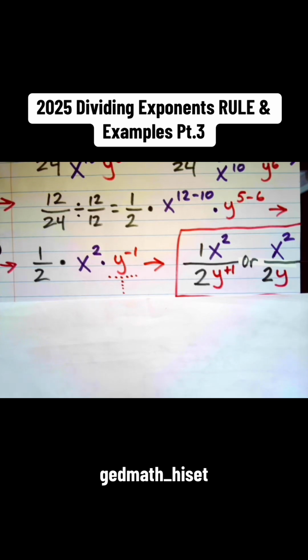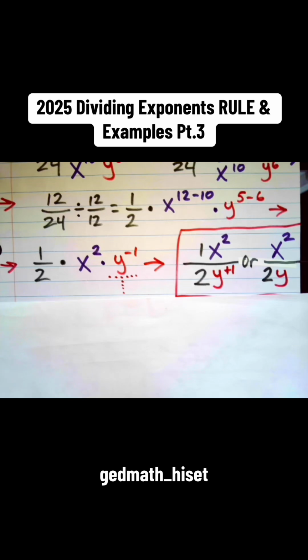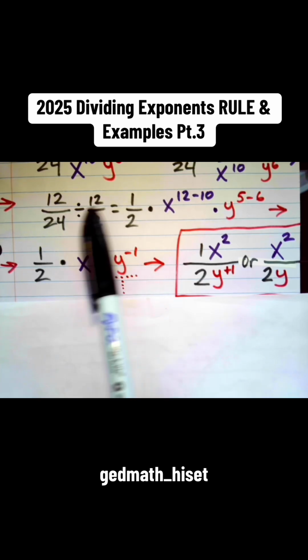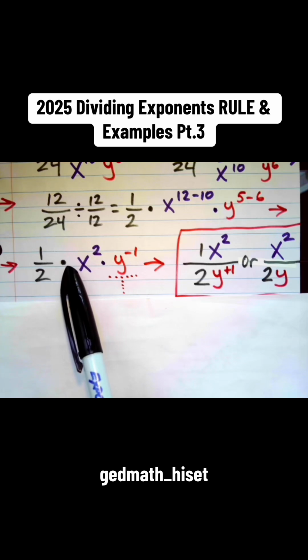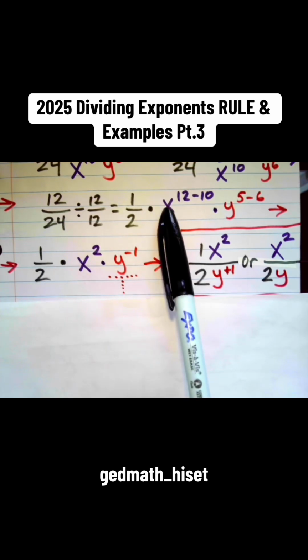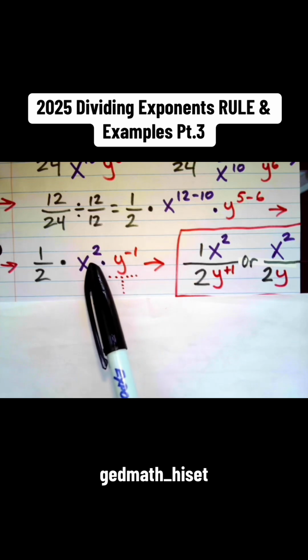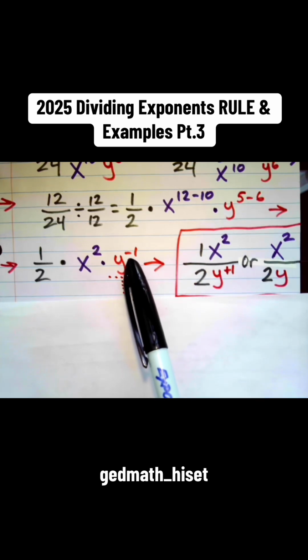So here I'm trying to show you, and this was the advantage of doing expanded form, you could see what terms would end up in the denominator, the bottom half of the fraction. But here I'm just showing you another method that you can use, another way to get to the answer. So we reduce 12 over 24 to 1/2, times x to the 12 minus 10, which is x to the 2nd power, times y to the 5 minus 6, which is y to the -1.